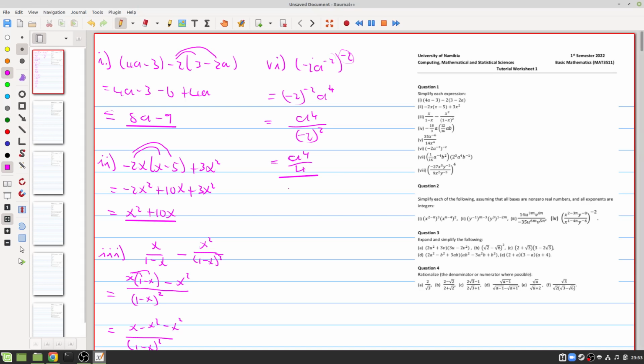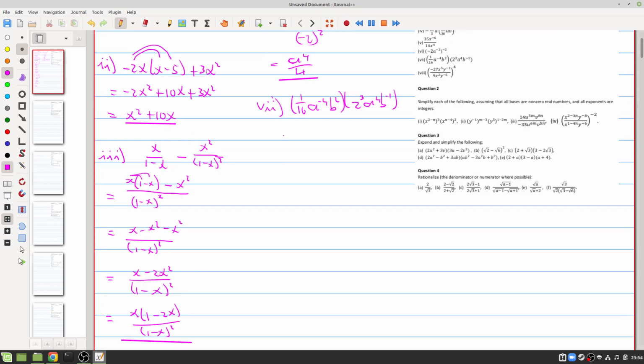Alright, question 7. Here we have, well, that's a bit of a longer one. 1 over 16, a to the power negative 4, b to the power 2, times 2 to the power 3, a to the power 4, b to the power negative 1.